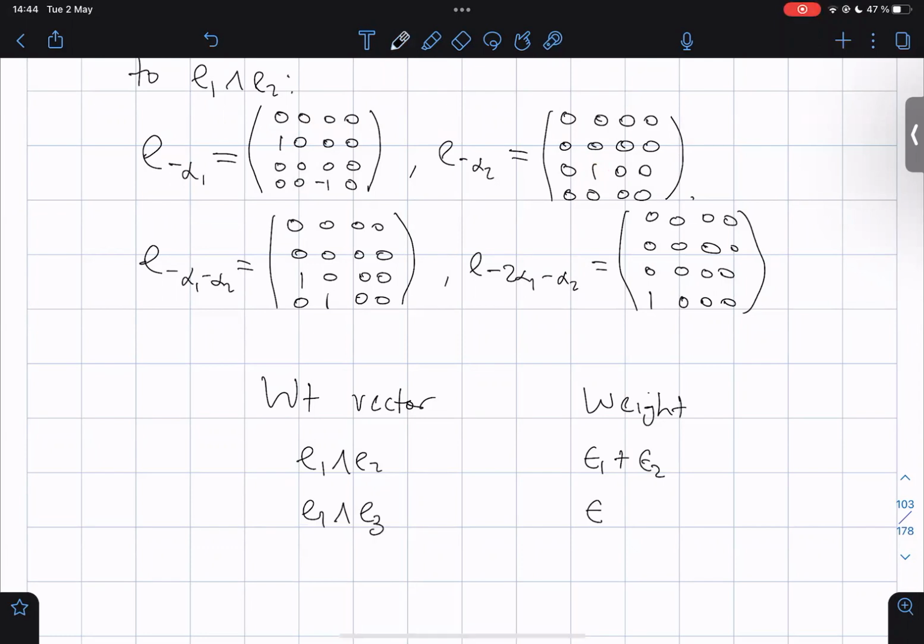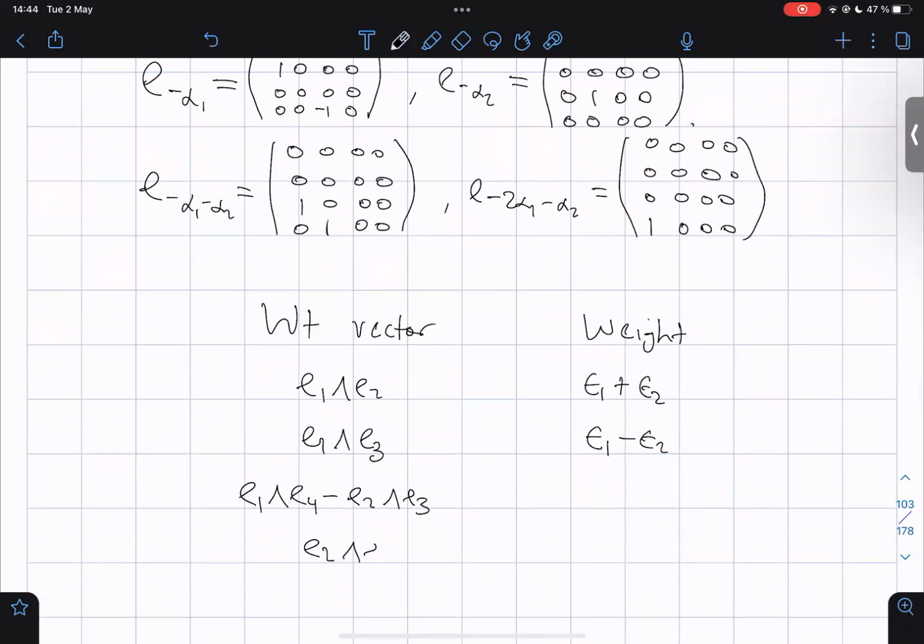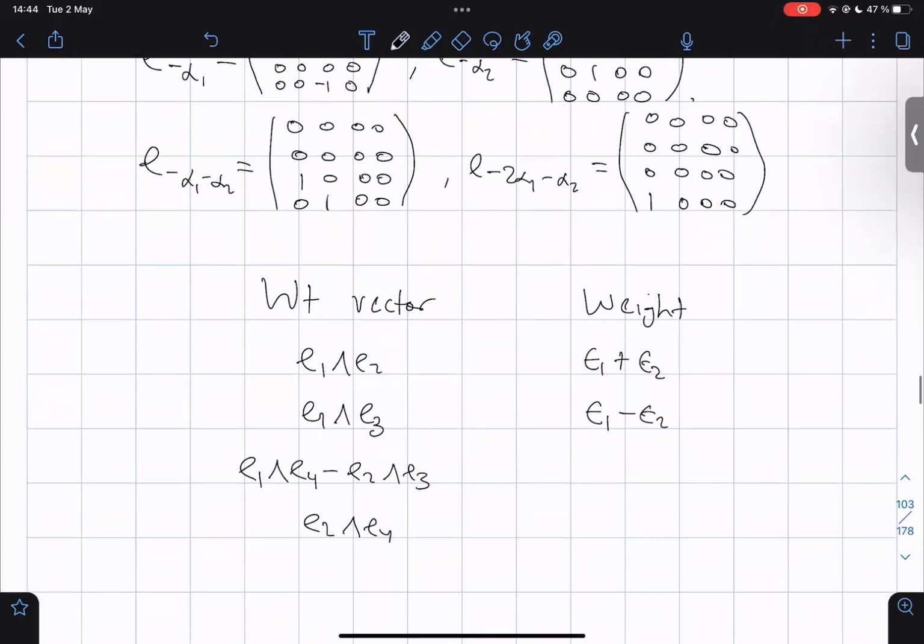And you could check that this, yeah, so minus alpha 2 is minus 2 epsilon 2. So that's why this is the weight. And in this way, you just keep going with applying these operators. But you're going to find that you get a 5-dimensional space.